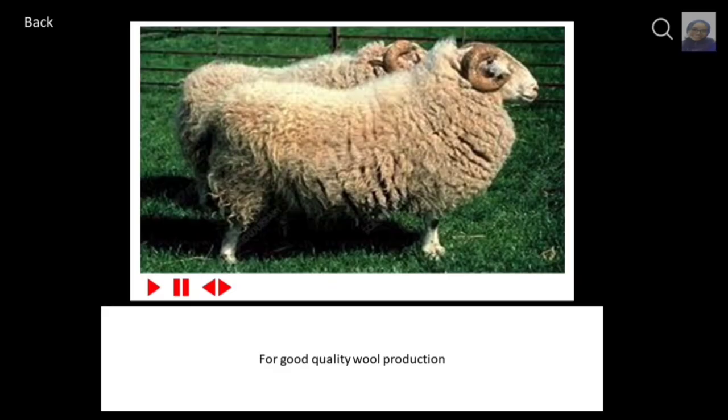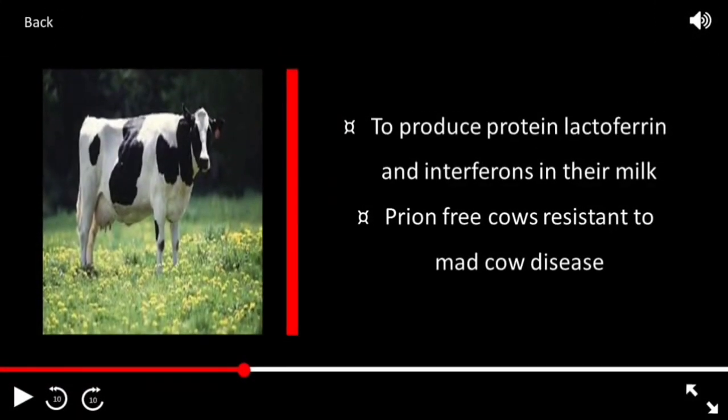The basic one is sheep. If we say sheep, for sure it is for good quality wool production. The following is cattle. It is made to produce proteins like lactoferrin and interferons in their milk. Other than that, it is a prion-free cow, so it is resistant to mad cow disease.